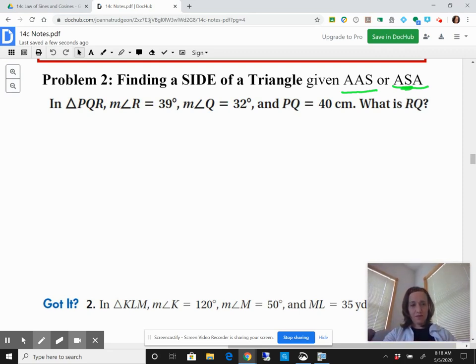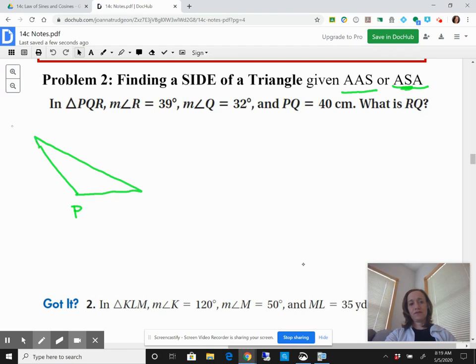So here's a problem: triangle PQR, R is 39, Q is 32. Well, you can probably then figure out that P is going to be pretty big here, right? This is about 40 plus about 30. These two are about 70. So angle P is going to be pretty big. So I'm going to make angle P look bigger, like 110.